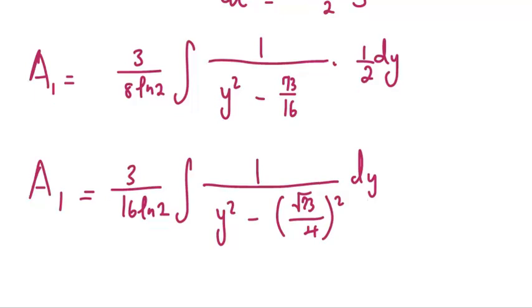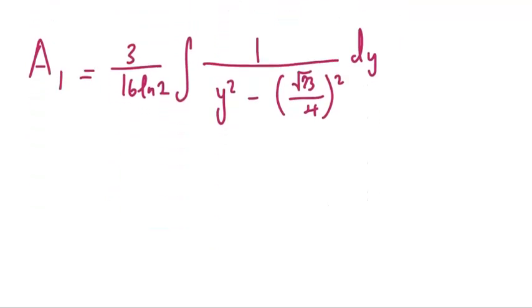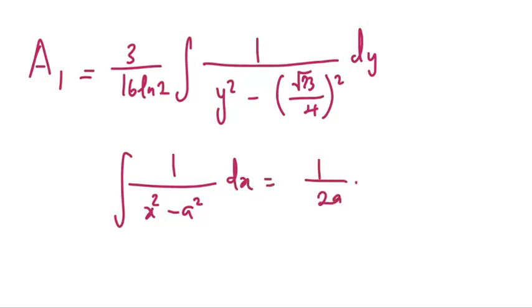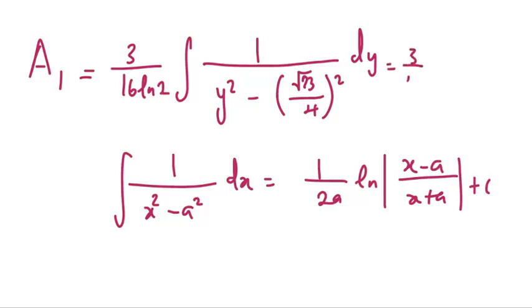Now we need to recall the following. We know from the standard integral formula that the integral of 1 over x squared minus a squared dx is equal to 1 over 2a times the ln of x minus a divided by x plus a, plus c. So use that here, we get the following: 3 over 16 ln of 2. Oh, that is not going to be enough.